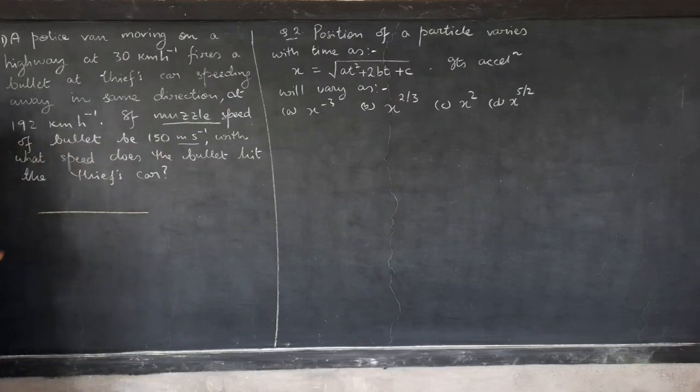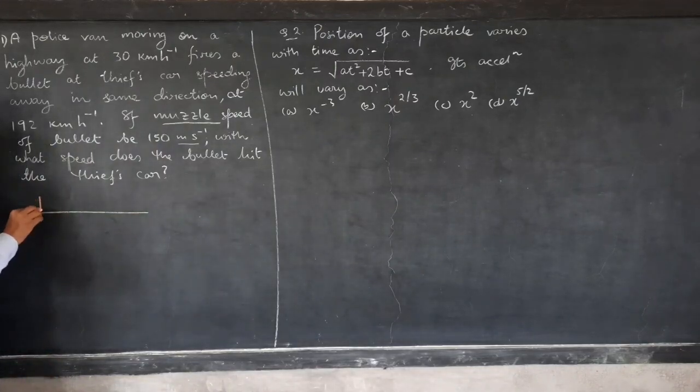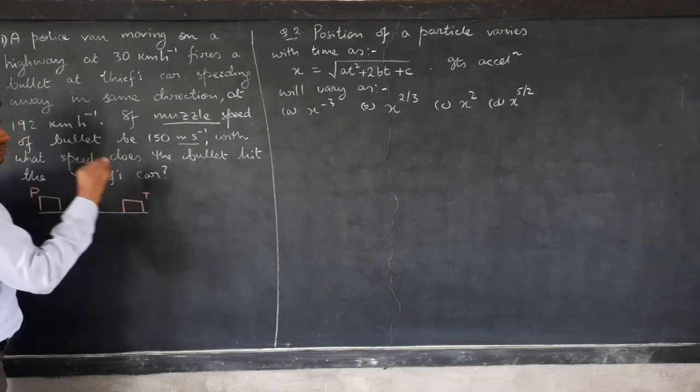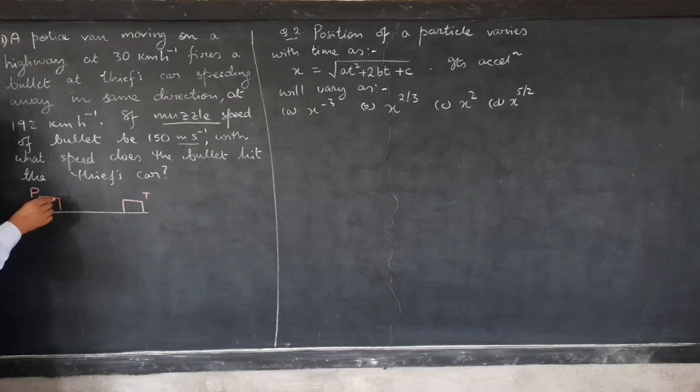Okay. So suppose this is the ground or the road. This is the police van, which I write as P, and this is the thief's car, which I write as T. And the policeman is also sitting in this van, and he fires a bullet. Now, the bullet is in the pistol, and the pistol is in the hands of the policeman who is sitting inside this van. Okay.